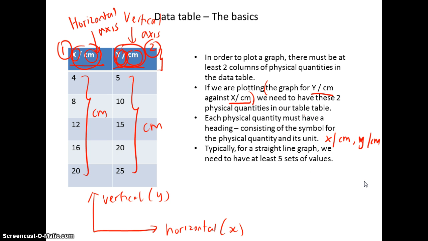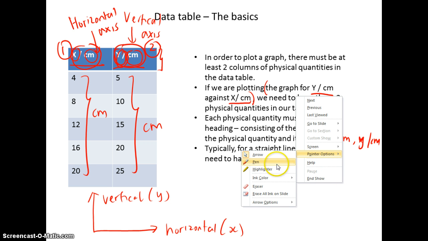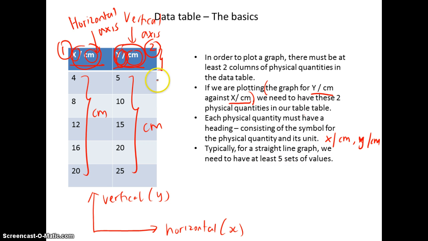Now, typically for a straight line graph, we need to have at least 5 sets of values. If you see from the table, you'll see that I have 1, 2, 3, 4, 5 sets of values. So if the practical requires you to draw a straight line graph, you should have at least 5 sets of values. This is to ensure that your graph is accurate.